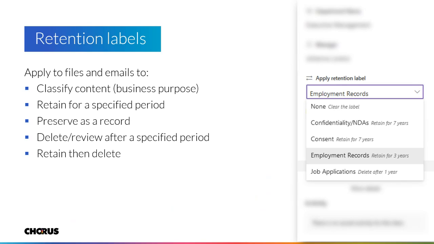So you might choose to protect a file from deletion for 7 years and then delete it automatically. And on the right, you can see how this looks for a user. In SharePoint, in this case, you're labeling a file. It's just the same as applying any other metadata.